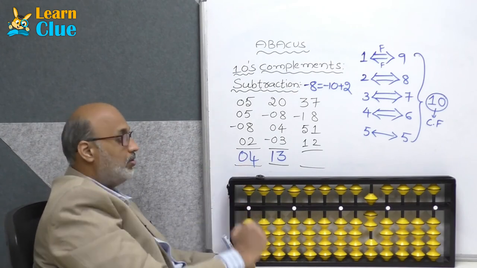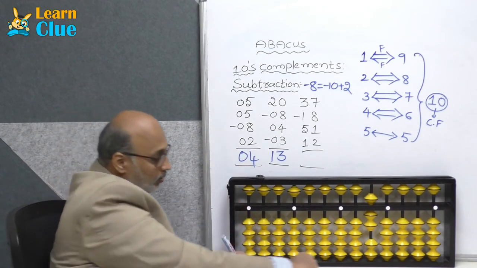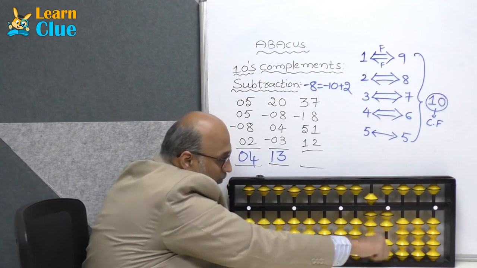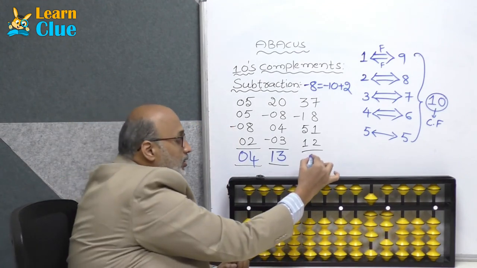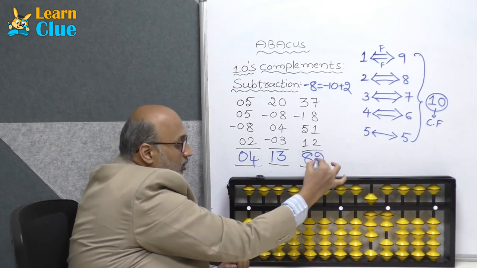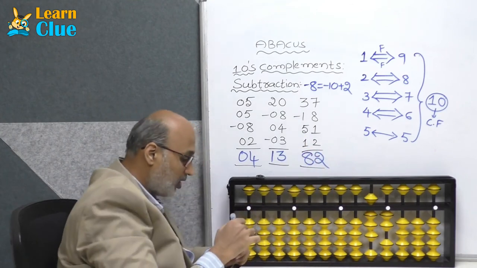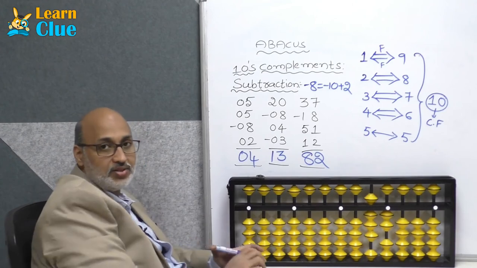Okay. Now, they are asking plus 12. Plus 10 plus 2. Now, tell me what is the answer? 82 is the answer. Okay. Like this, you have to practice.